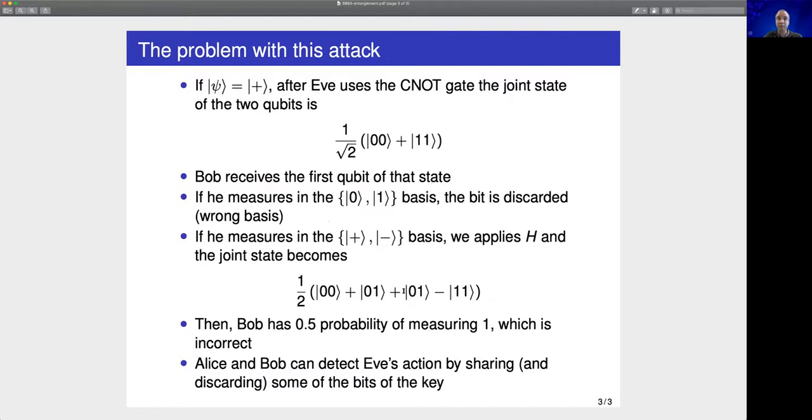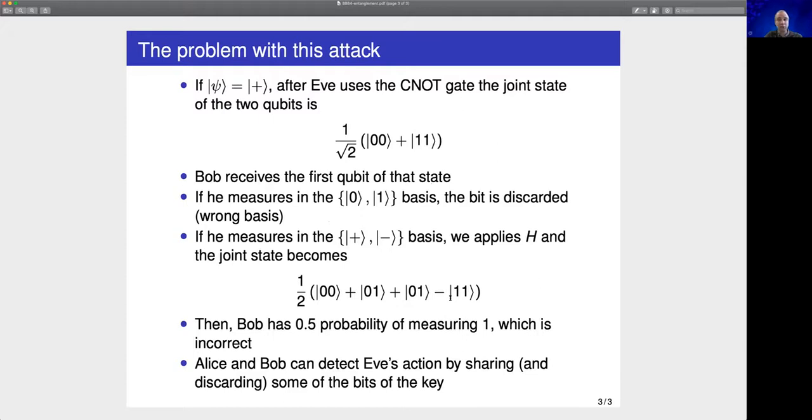And now he has to measure the first qubit, the qubit that he has received. But notice that he has 50% probability of obtaining 0 if he measures this first qubit of this state. Oh, sorry, there is a problem here. This should be 1, 0. Sorry about that. I will correct it and upload the new version after the lecture, but this should be 1, 0. And then he has 50% probability of measuring 0 and 50% probability of measuring 1.